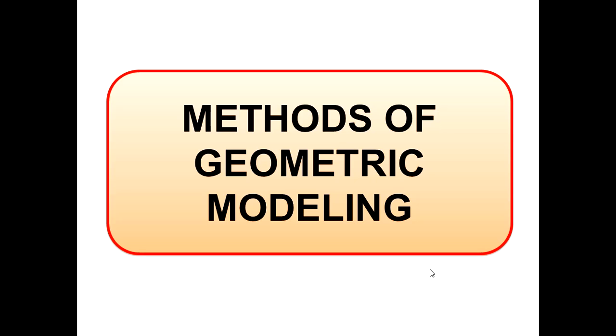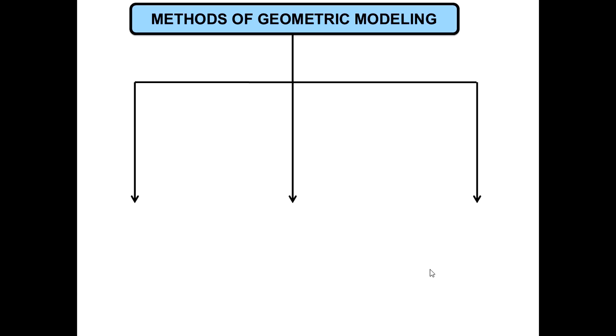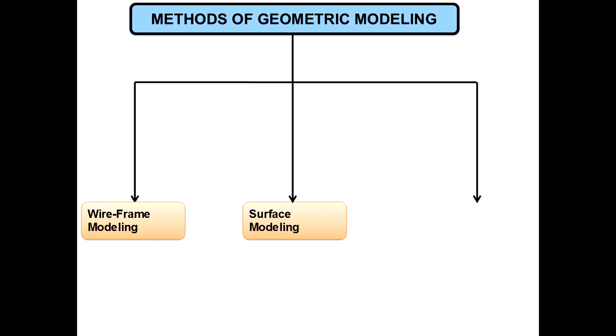So let's see now what are the various methods of the geometric modeling that we are having. We have three methods of the geometric model that we will see. First method is our wireframe modeling. As the name indicates, the model is constructed with the help of this wireframe. That's why the name is given as the wireframe modeling. Then second we have the surface modeling. So when we join the various surfaces, we will have the model.